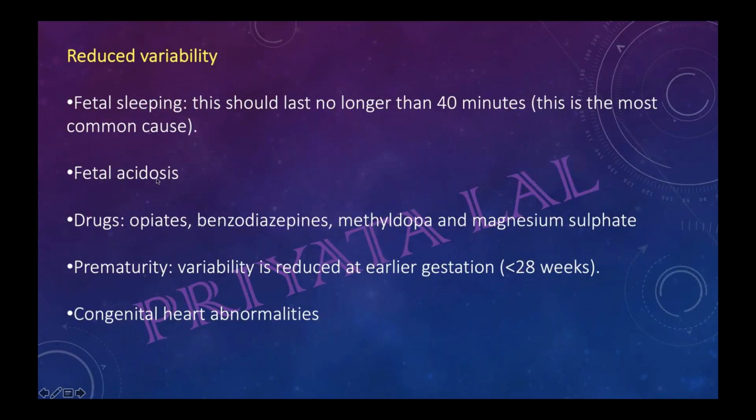Now reduced variability happens in fetal sleep. But fetal sleep variability should not last longer than 40 minutes. If it is more than that, that means something wrong is going on. Fetal acidosis, the effect of certain drugs, prematurity, congenital heart abnormalities. These are the reasons for reduced variability, but you just listen to it; they have never asked it in part 2 or 3. I just have to tell you these are the reasons for reduced variability.